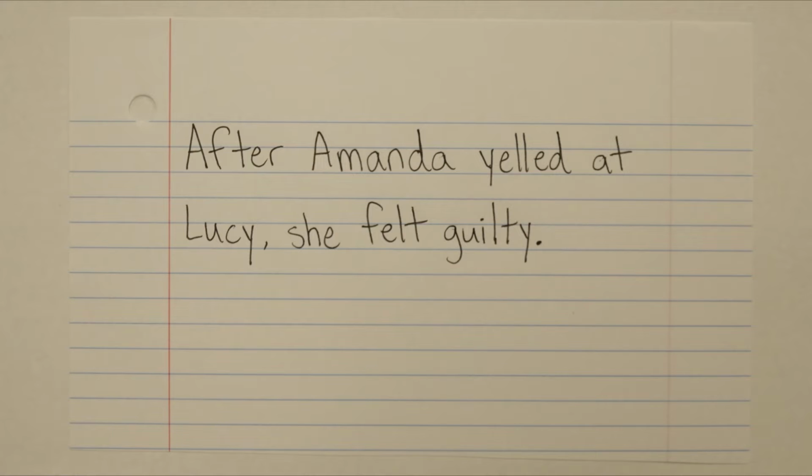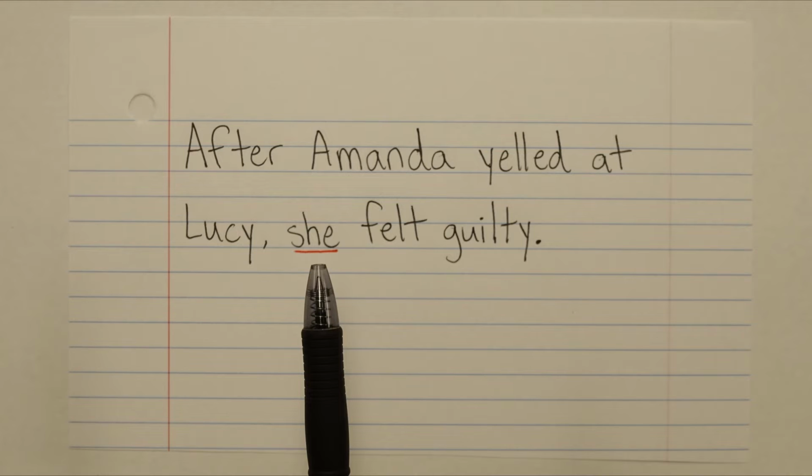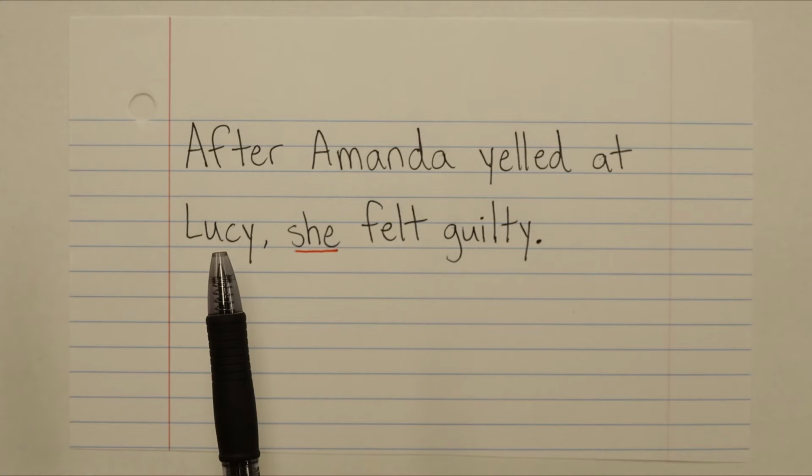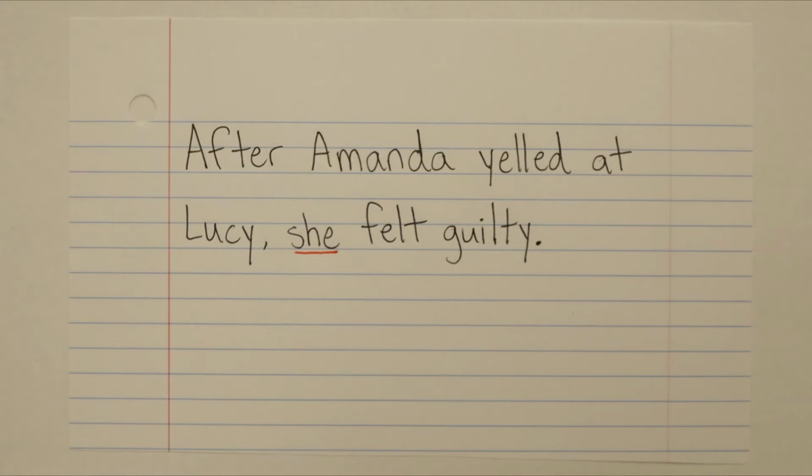After Amanda yelled at Lucy, she felt guilty. Here we have the pronoun she, but it's unclear who exactly she is referring to. Is she referring to Amanda? Like Amanda yelled at Lucy and then felt guilty for yelling at her? Or is she referring to Lucy? Like Amanda yelled at Lucy, which made Lucy feel guilty for something she had presumably said or done. So you can see that the pronoun she is rather vague. We don't know which noun, or antecedent, the word she is referring to.